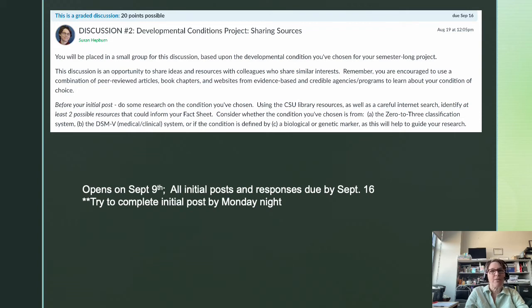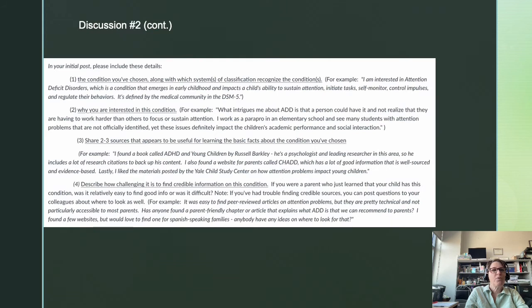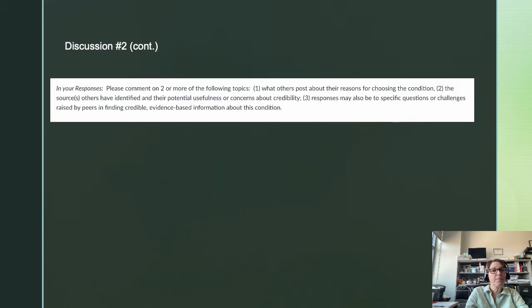So take a look at that discussion. You will notice we've given specific guidelines as to what to put in initial posts, and then we try to give specifics about what you might comment upon in your responses. So you're not limited to these things, they're just suggestions from us if you're not really sure how to proceed.